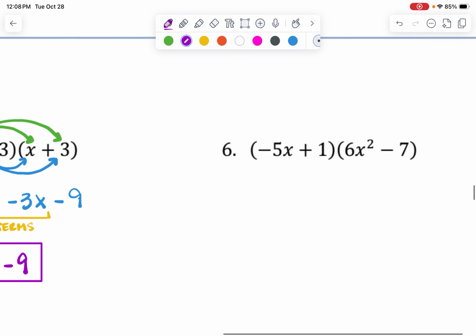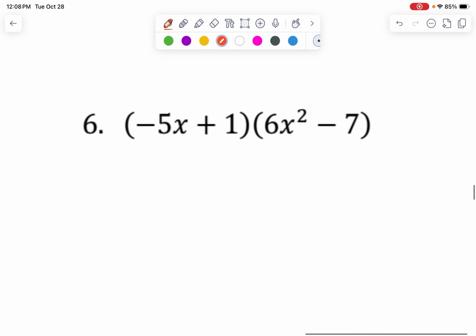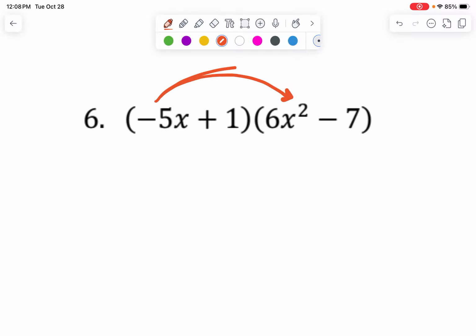All right. Now this one is not so friendly, right? But we're still going to do it the exact same way. If you want to use the box method here, you can. But I'm just going to do FOIL, or double distribute. Just be careful. So I'm going to distribute the negative 5x to the 6x squared and the negative 7. All right, so just be careful because now I don't have just x's. I have x's and x squareds.